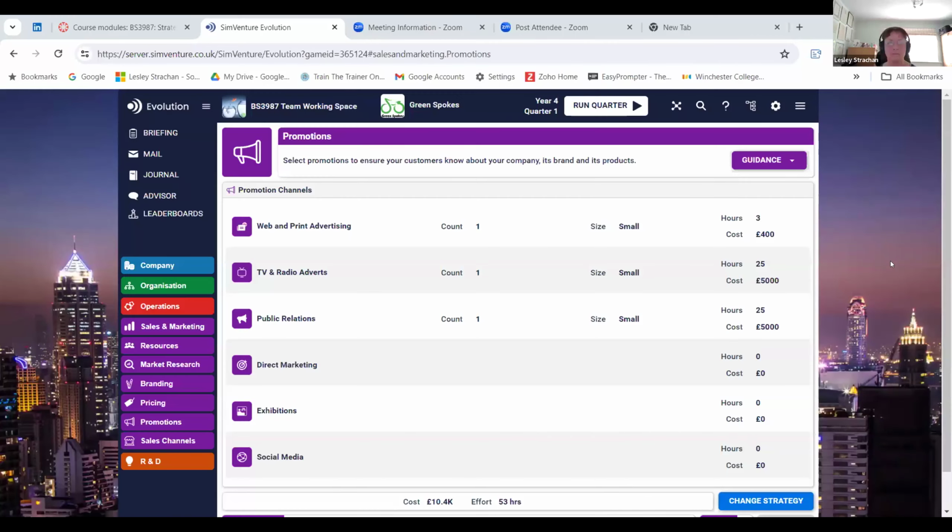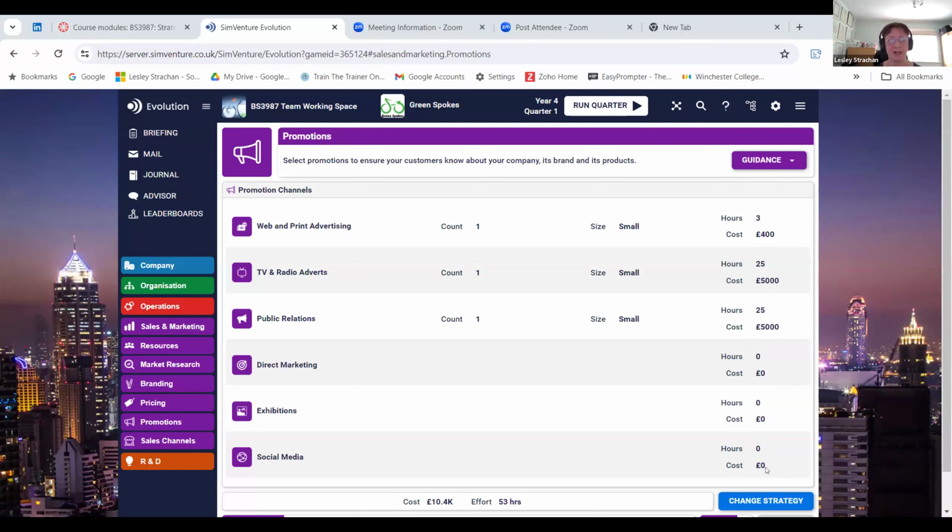So we are in the SimVenture Evolution software, and to get to my space where I am now, I've gone into sales and marketing and promotions. And here we can see the amount of money and the hours that we're spending in the different promotional channels.